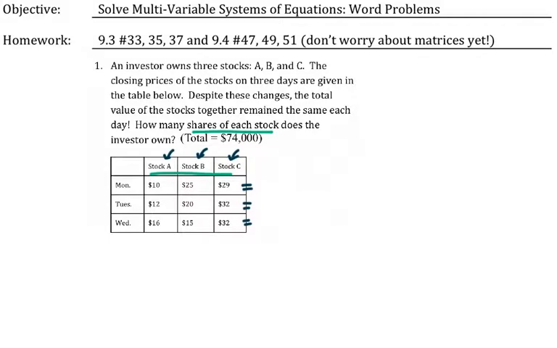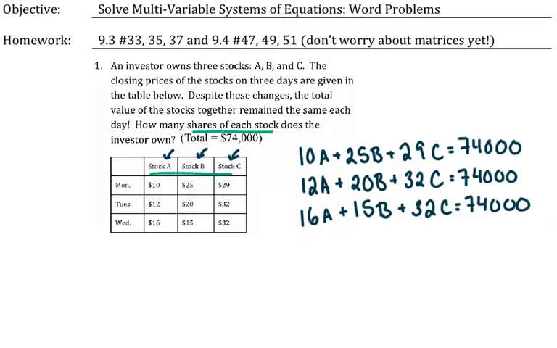Now, because of the table setup, it's kind of nice to turn them all into an equation because they're all just equal to the total value, which has been told to us is $74,000. So we're going to have 3 equations that all equal that total amount. Right, so here are our 3 equations. Again, you can always pause to write things down in your own time.